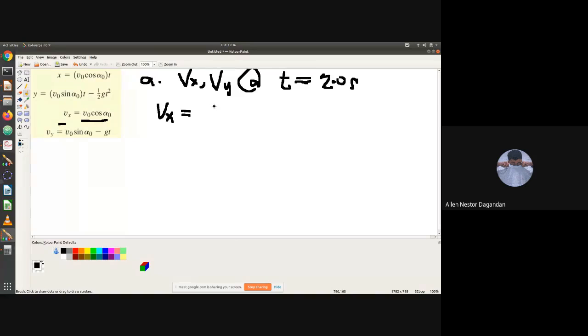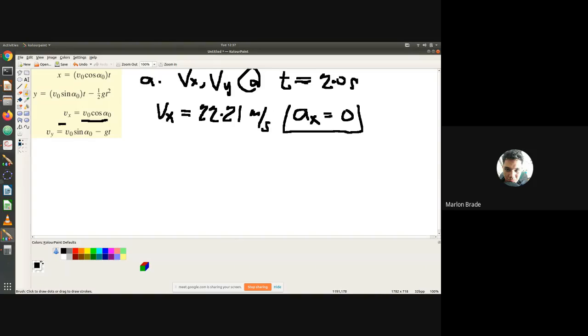Katong 44.42, sir. Vx, the velocity along x. Remember nga, sa projectile, ang acceleration along x is equals to 0. So, pila ang Vx? Nakasolve naman tag initial. 22.21, sir. So, this is also 22.21. Wala siya nausab, for the reason nga acceleration along x is equal to 0.